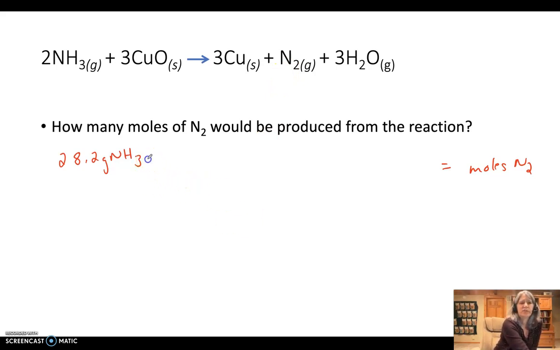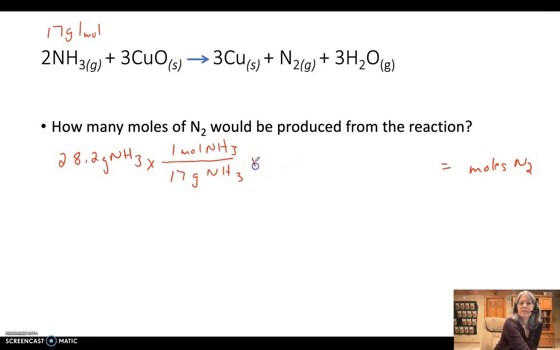We're going to start here by converting grams to moles because we need to do that to use our equation. And I happen to remember that the molar mass is 17. We could look back if we forgot, but there are 17 grams of ammonia in 1 mole of ammonia. We don't want to know the moles of ammonia, though. We want to know the moles of N2.